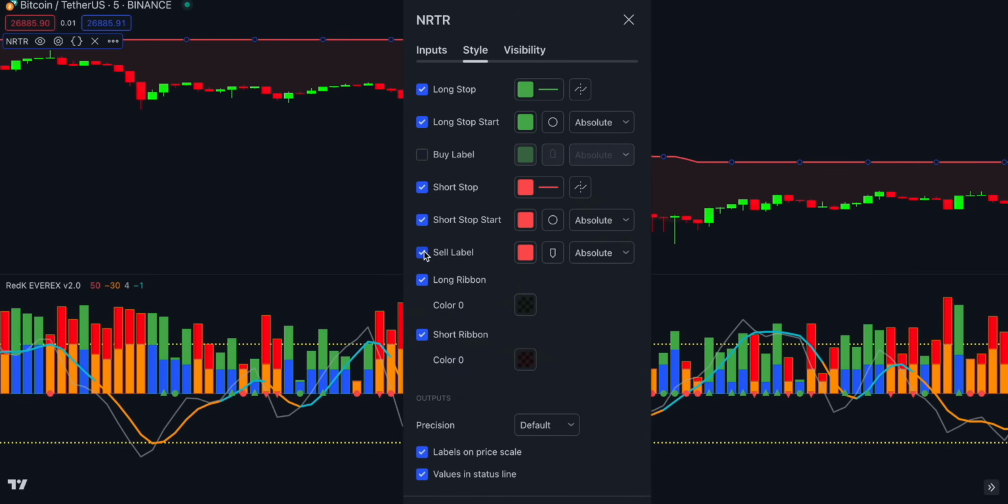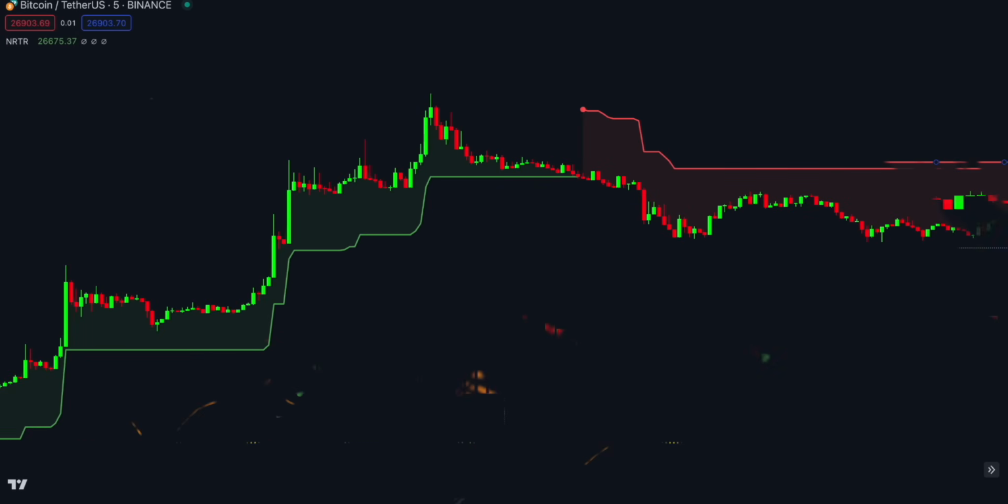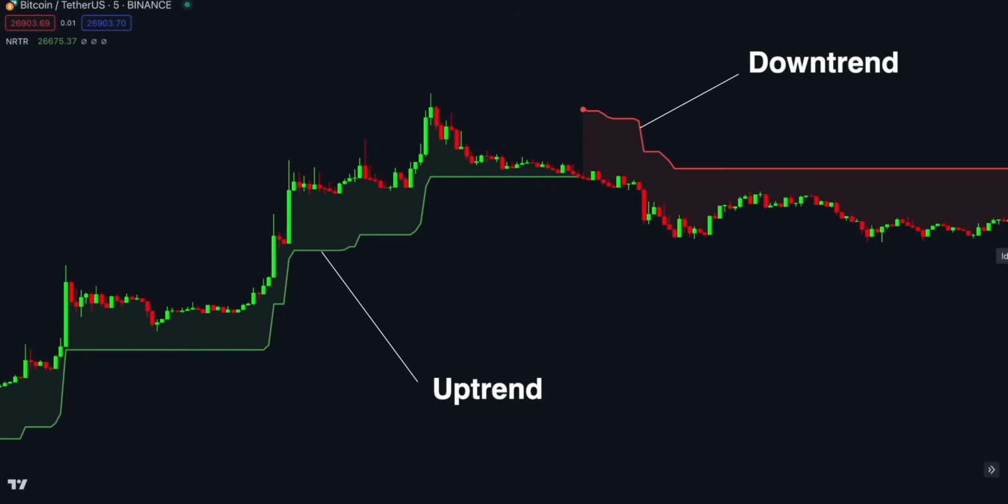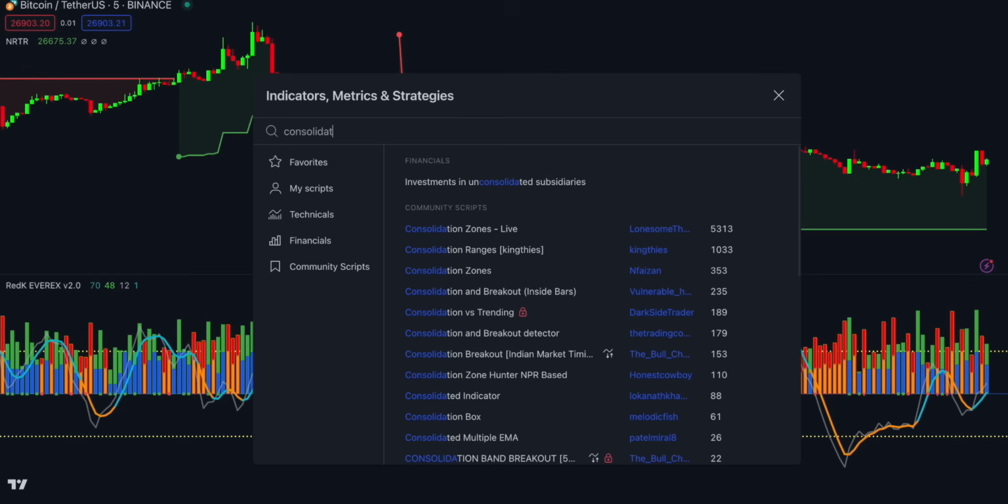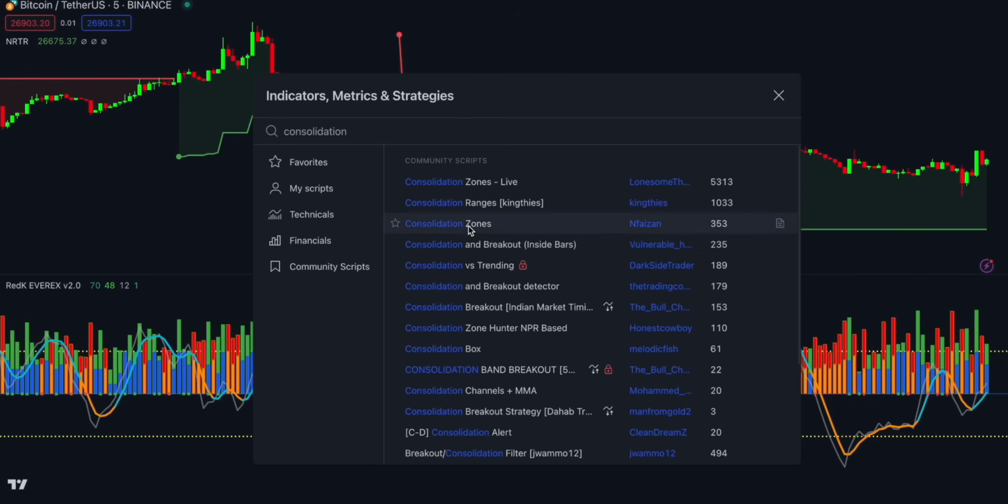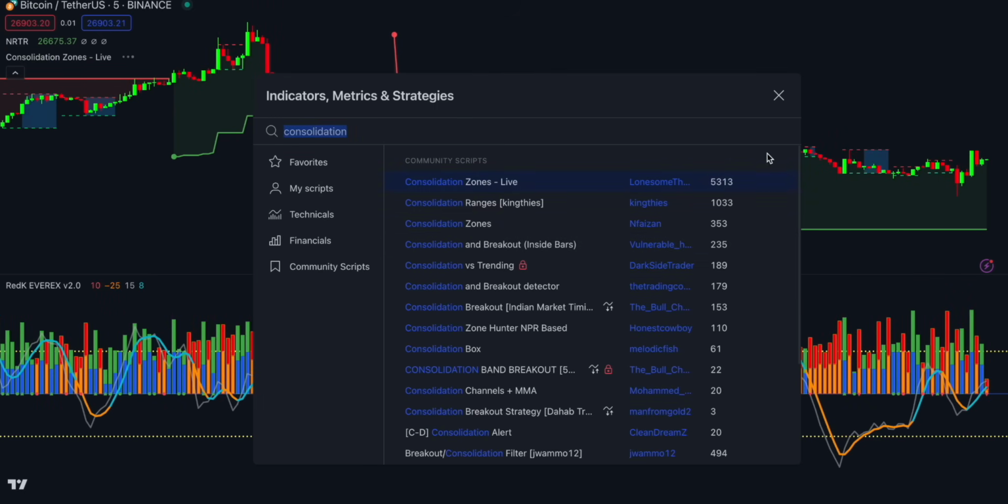You can easily detect market trends using this tool. When the price is above the trailing reverse line, the market trends upwards. When below, downwards. For the indicator number 2, add consolidation zones by Lonesome the Blue. This tool is very handy and you can use it with pretty much any strategy.